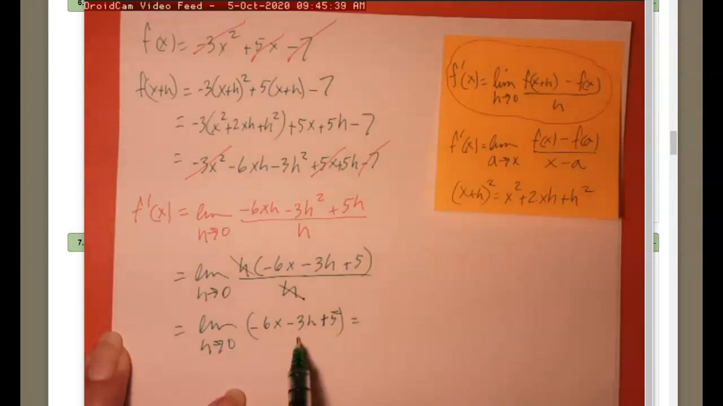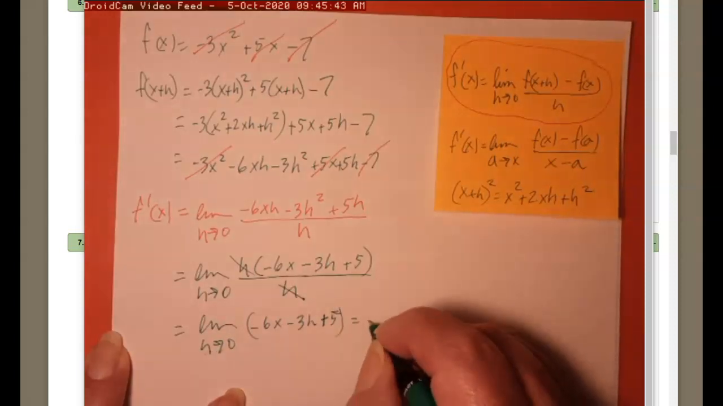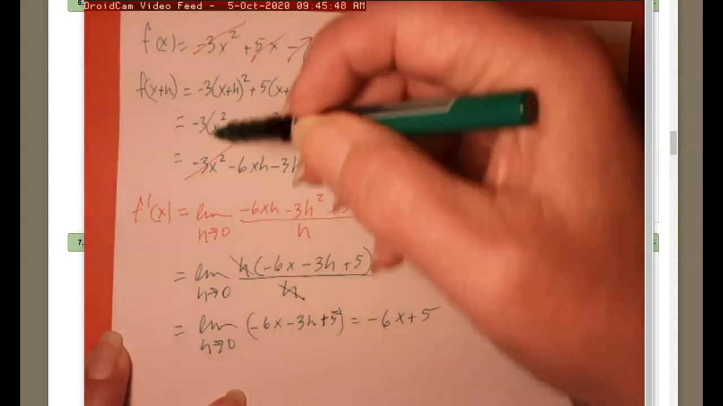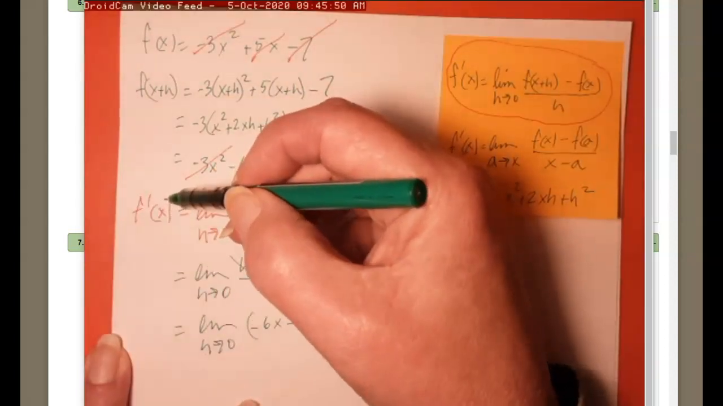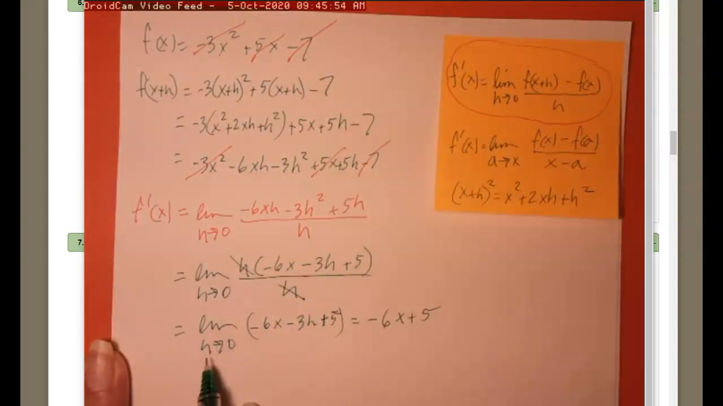As h goes to 0, this part goes to 0. So my derivative is negative 6x plus 5. This is f prime of x. That's the derivative of f of x. And it is a limit. We're taking it from both sides.